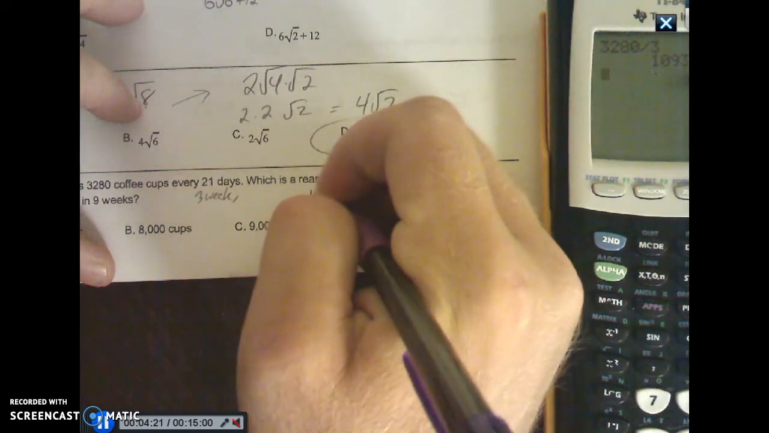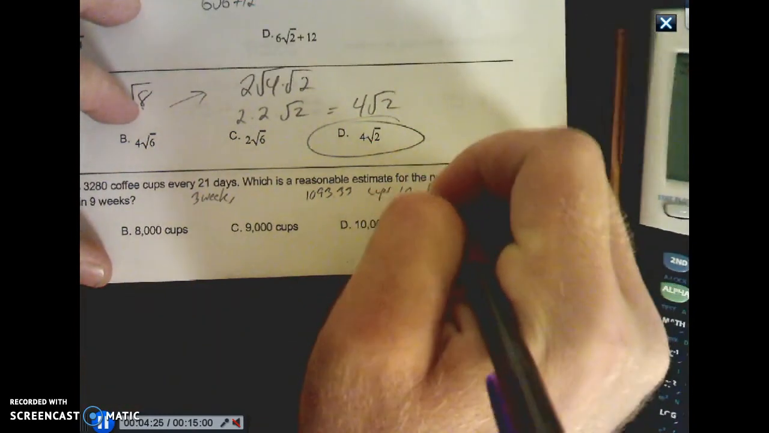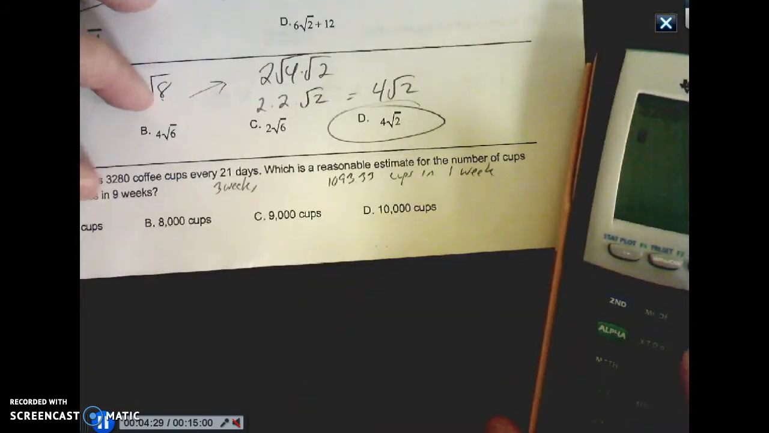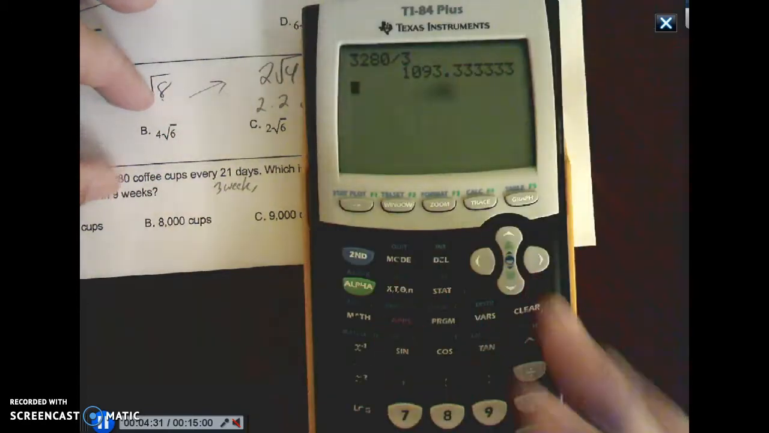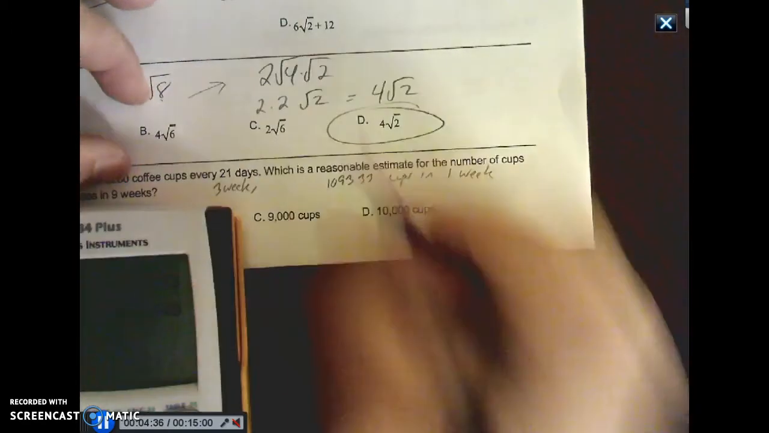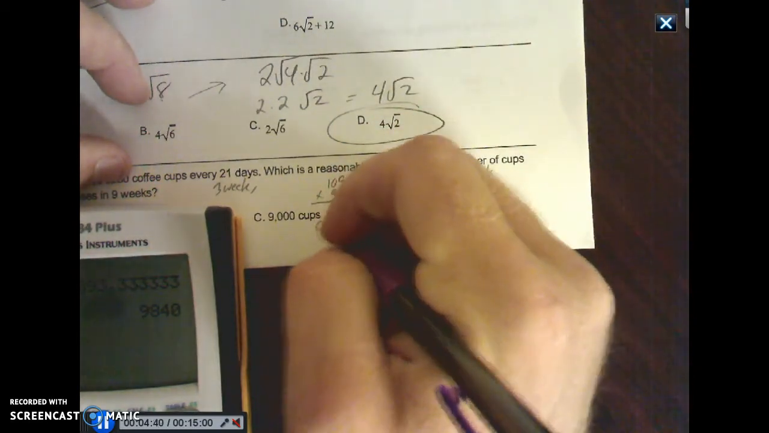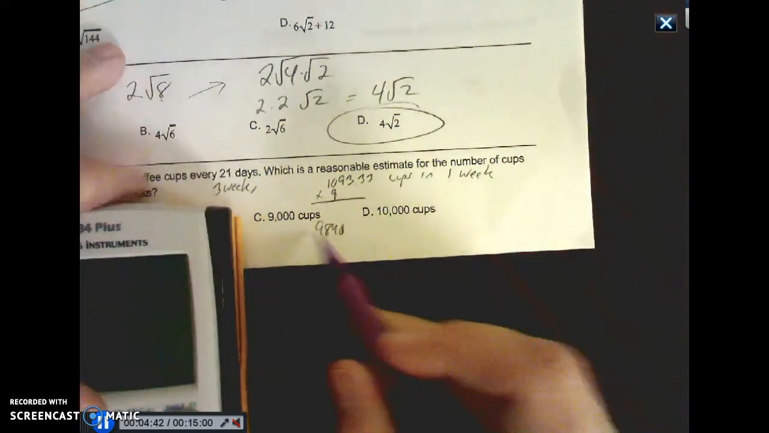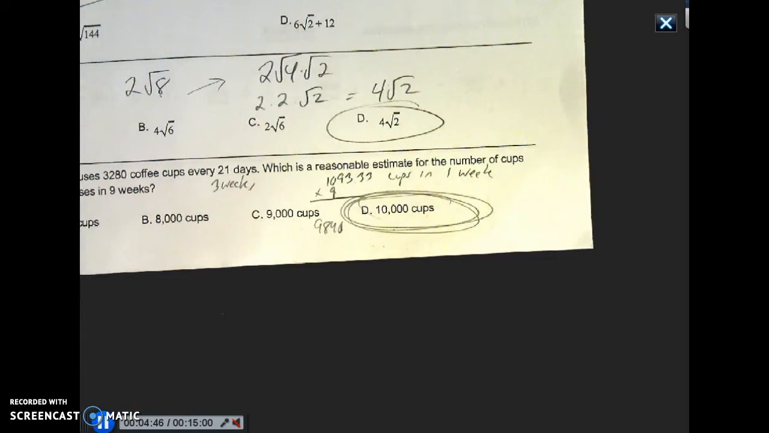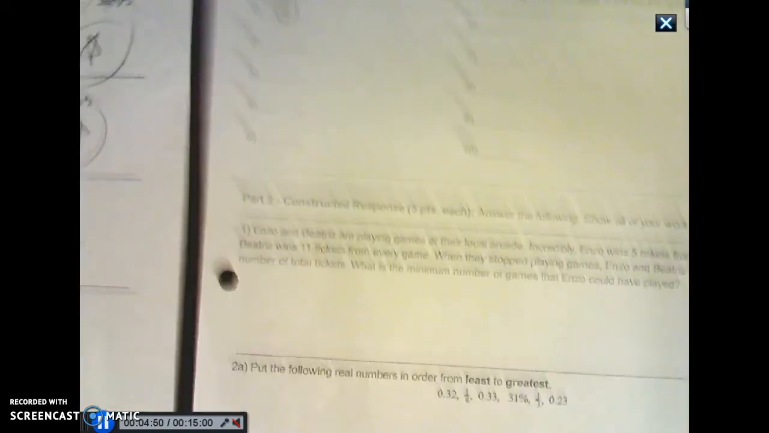So 1,093.33 cups in 1 week. But how many weeks do we want? 9 weeks. So we're taking this number and we're timesing it by 9. Okay, times by 9. I get 9,840. Is that closer to 9,000 or 10,000? There we go. Alright, don't forget, like, common sense wise.